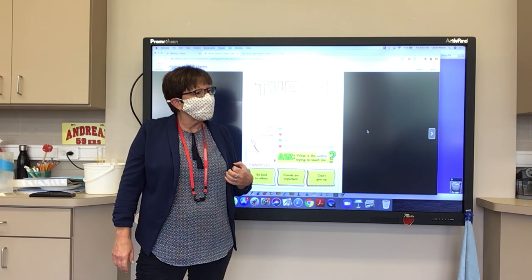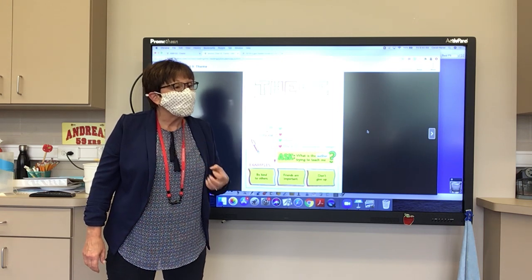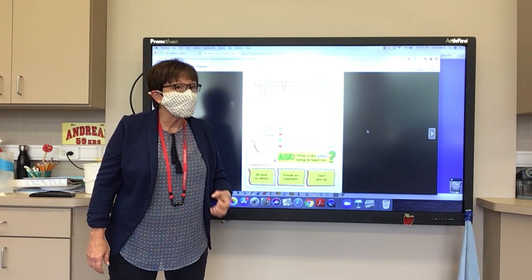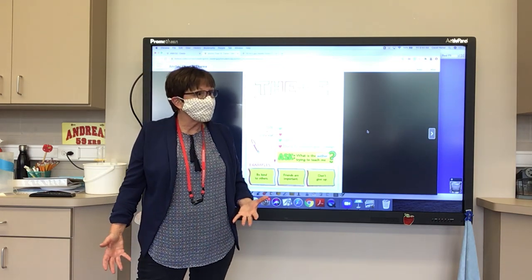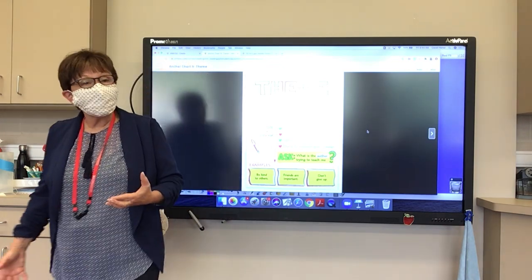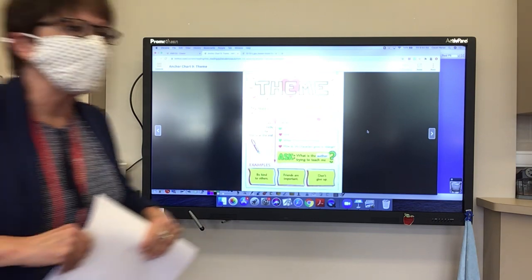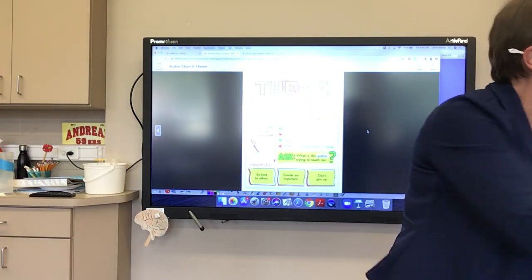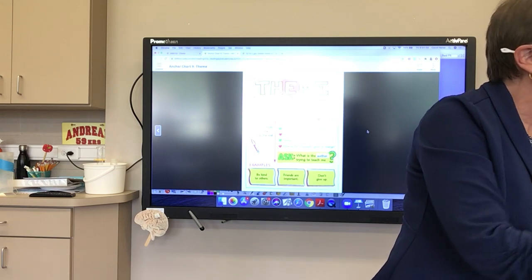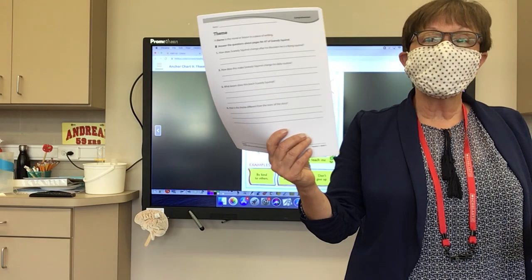So what we're going to do today is we are going to try to figure out what is the theme in the story Scaredy Squirrel. We have to figure out what is the theme in the story. So we're going to be looking at Scaredy Squirrel, and we're going to be looking at pages 94 to 97. So we're going to have to get our books out. So we need our reading books. So I'm going to have you guys get your reading books out. And we're going to be working on this page.